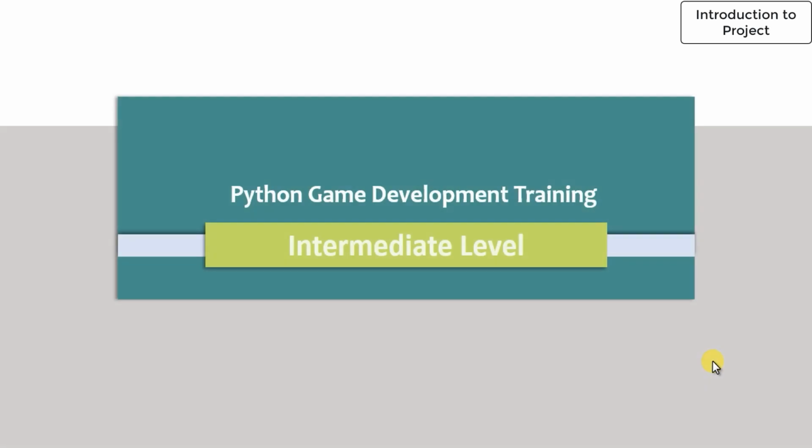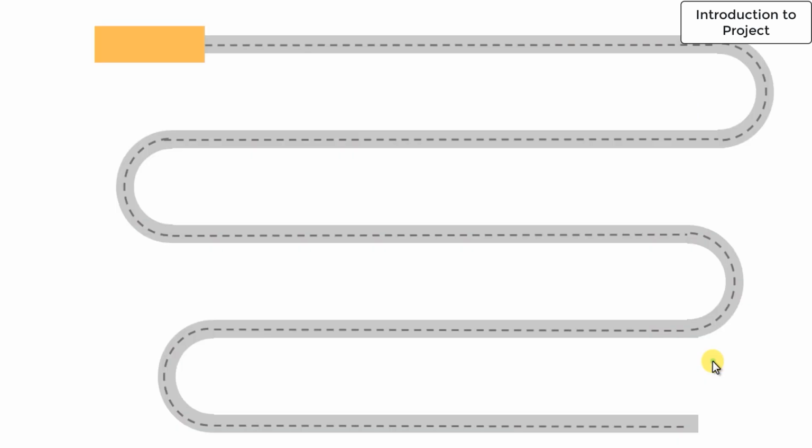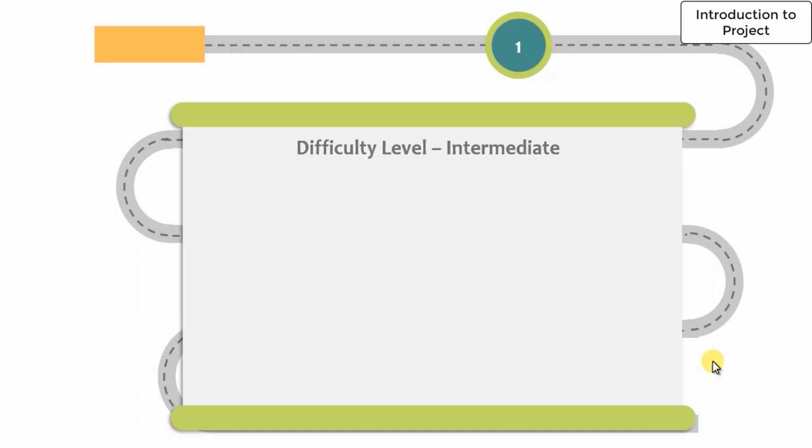Python Game Development Training, Intermediate Level. In this tutorial, we are going to learn Python Game Development using Pygame, and the level is Intermediate. The difficulty level of this project is Intermediate.